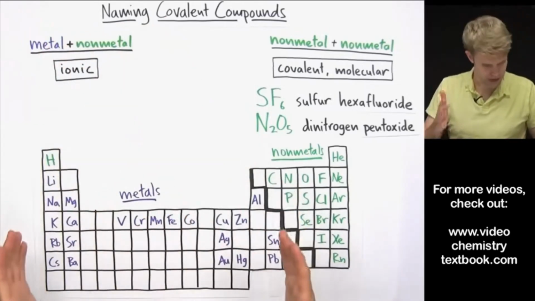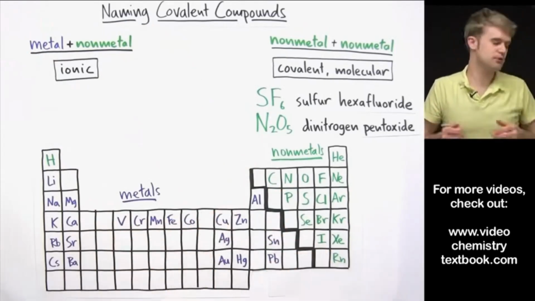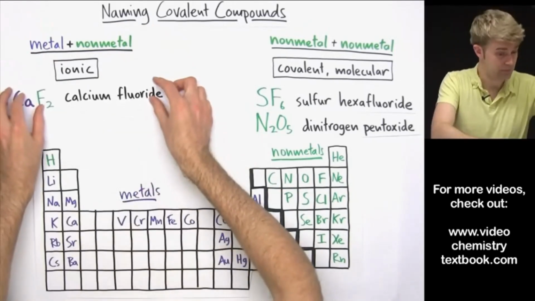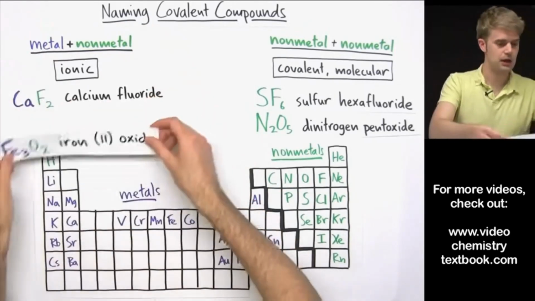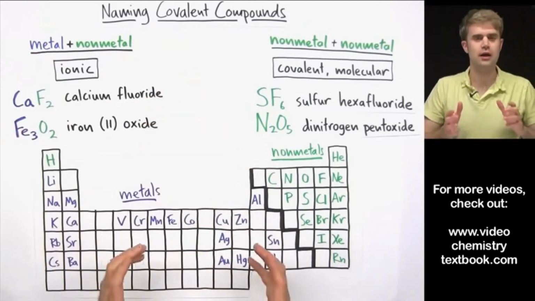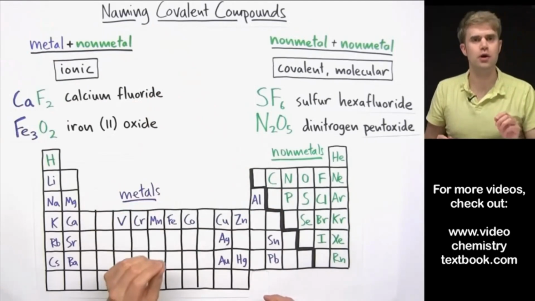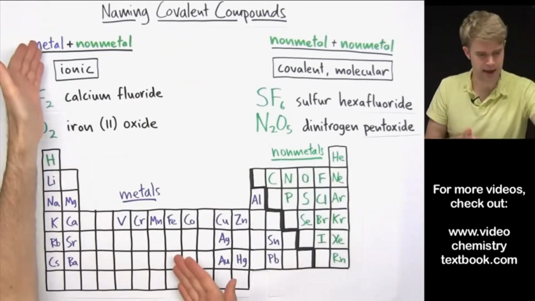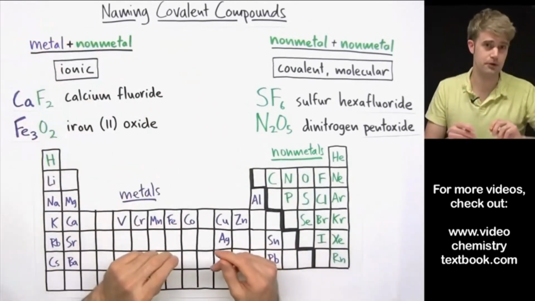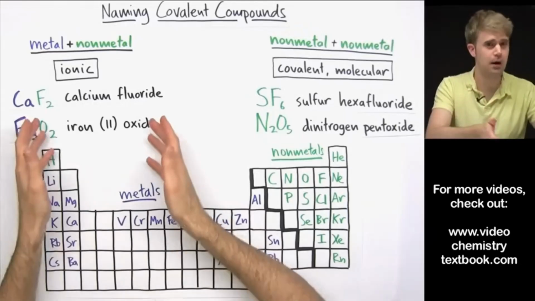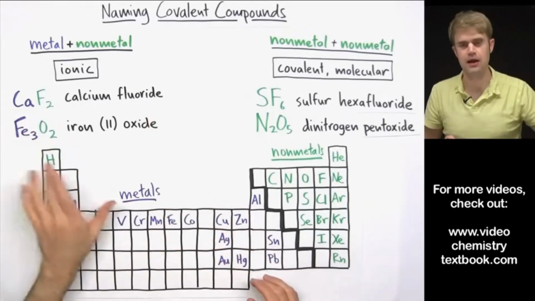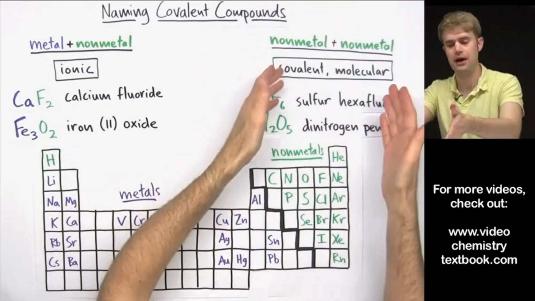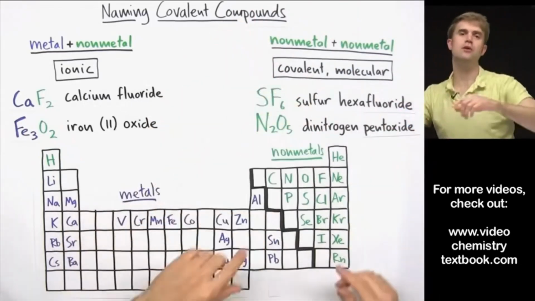The metals are the elements here on the periodic table, and I've written in some of the most common. Some examples of ionic compounds and of how we name them are things like calcium fluoride and iron 2 oxide. So if you have to name a compound, the first thing you want to do is figure out what type of elements are in it. If the compound is made of a metal and a nonmetal, it's an ionic compound. I have a whole bunch of videos on how to name ionic compounds and how to write formulas for them. If you need to name a compound that's made of a nonmetal and another nonmetal, well, that's a covalent or molecular compound, and naming these is what this video is going to focus on.